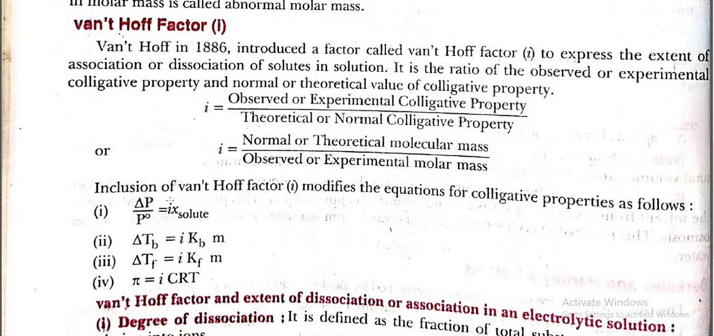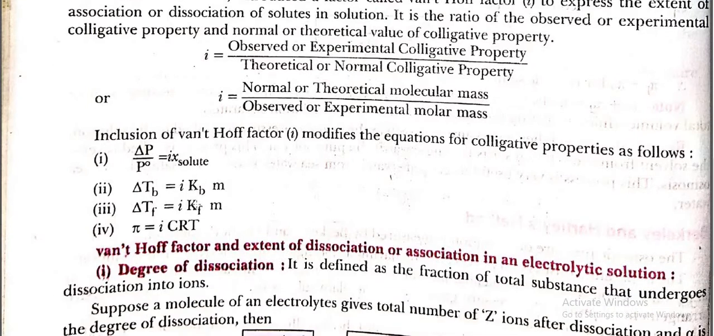So when you introduce this i term, the colligative properties are modified with inclusion of the Van't Hoff factor as follows. Number one, delta P by P naught, the relative lowering of vapor pressure, equals i into mole fraction of the solute. Number two, delta Tb equals i into Kb into m. Delta Tf equals i into Kf into m, and pi equals i into CRT. So in all the equations we have just placed i, the Van't Hoff factor, there.